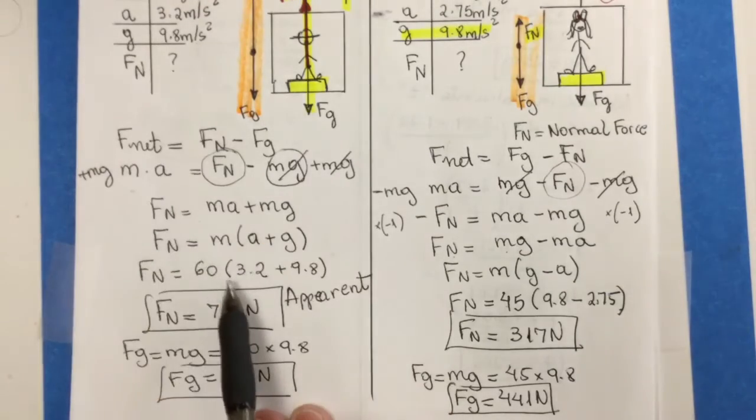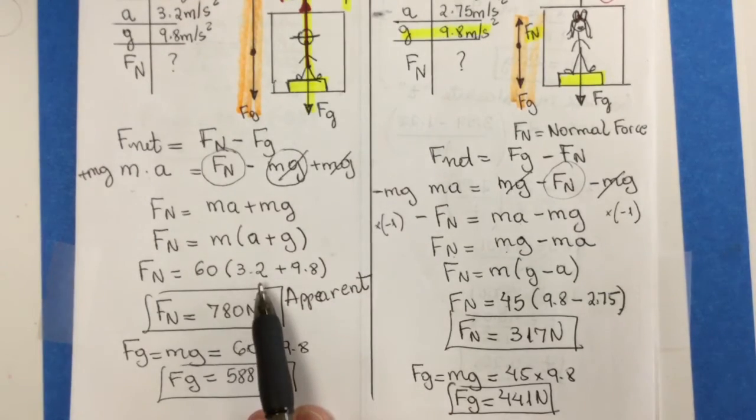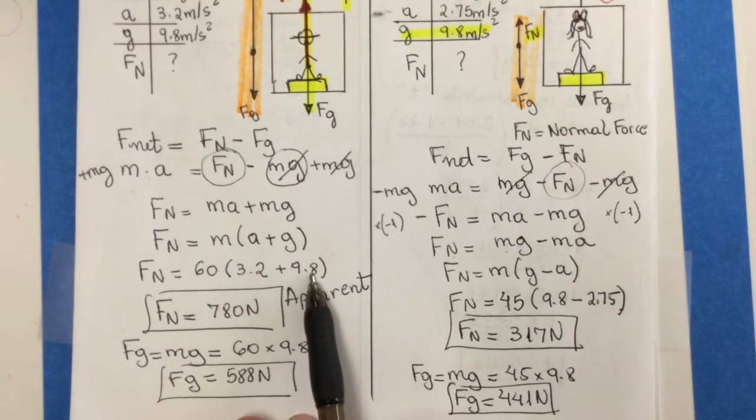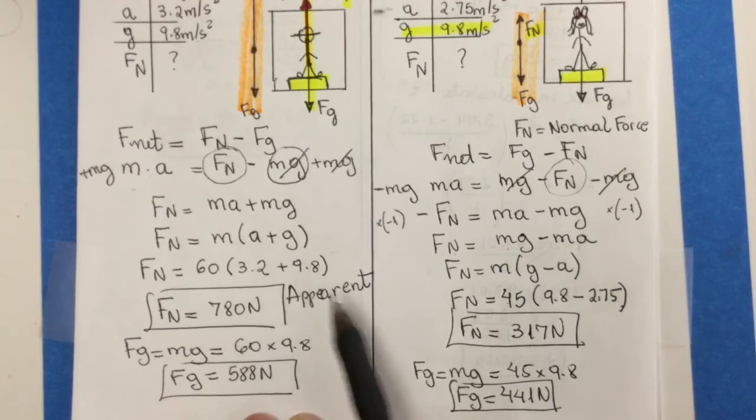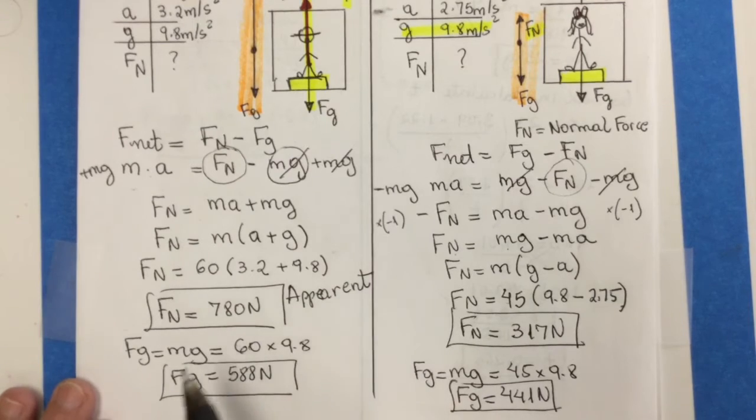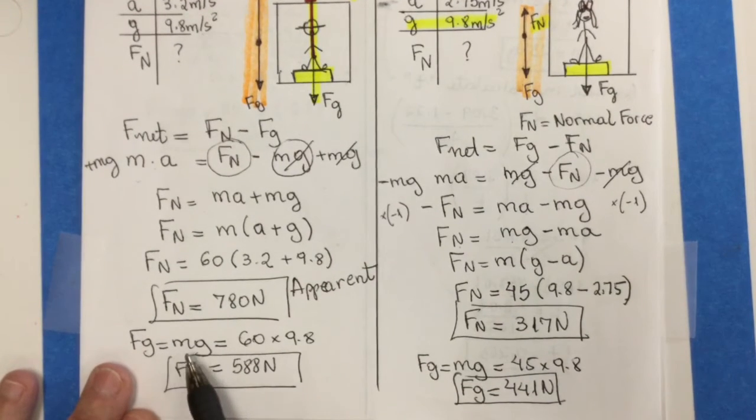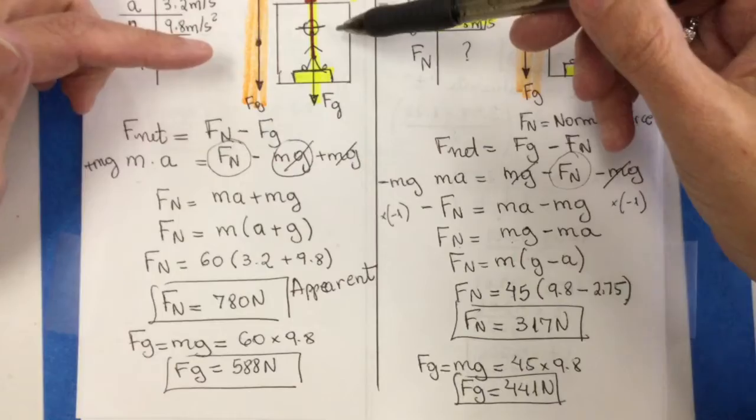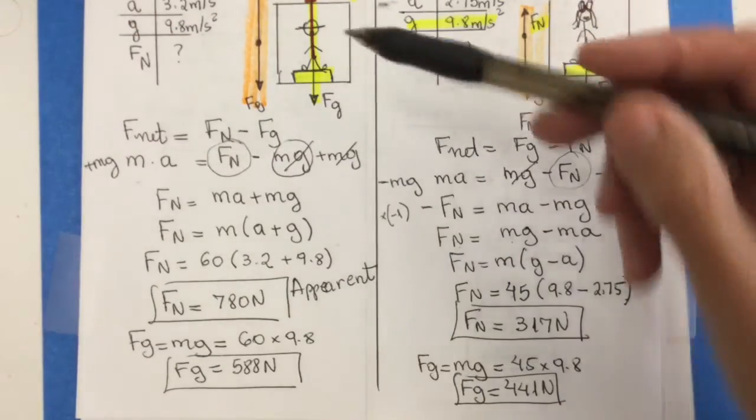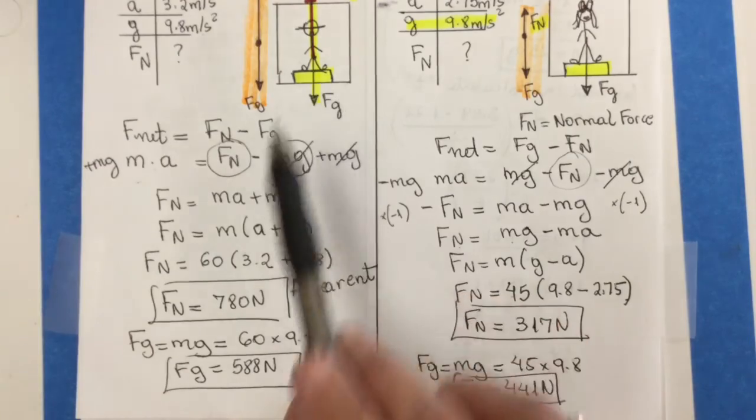Now we do our substitutions with the values that we have on each table. The mass for the man is 60, the acceleration is 3.2, and the acceleration of gravity is 9.8, and that is the force that is read on the scale, 780 newtons. We call this apparent weight, which is not the real weight. The real weight of the man is Fg equals mg, which is 60 times 9.8, so the real weight of the man is 588 newtons. But because the man is in an elevator that is accelerating upward, his weight on the scale is going to be greater.